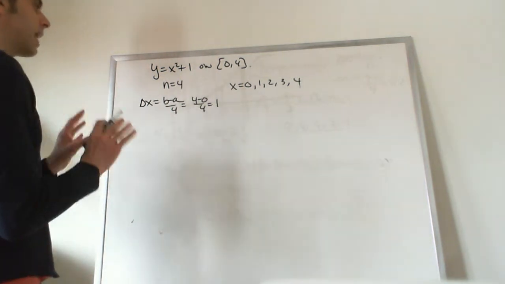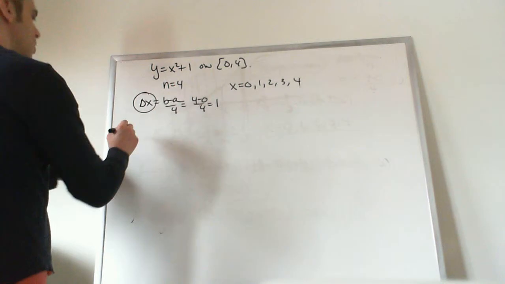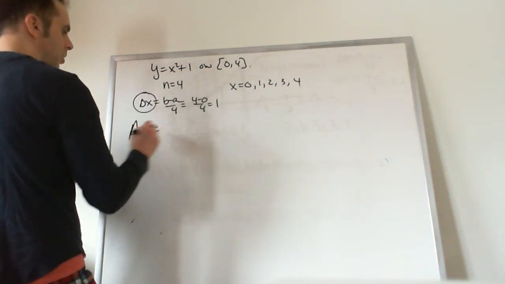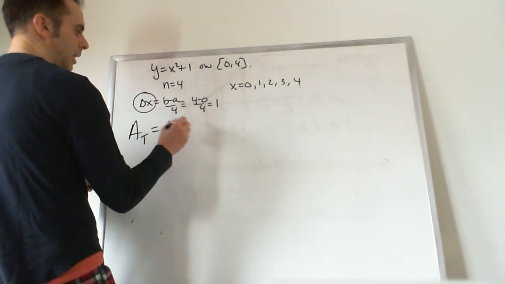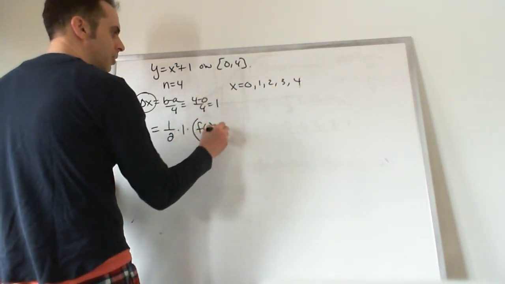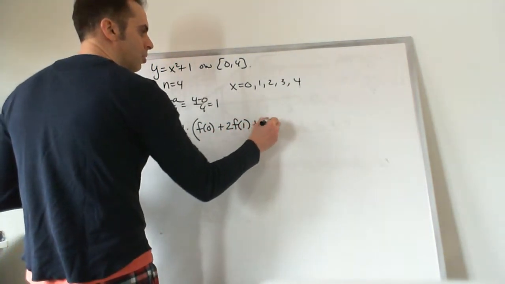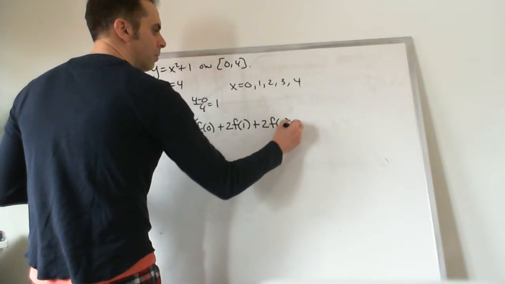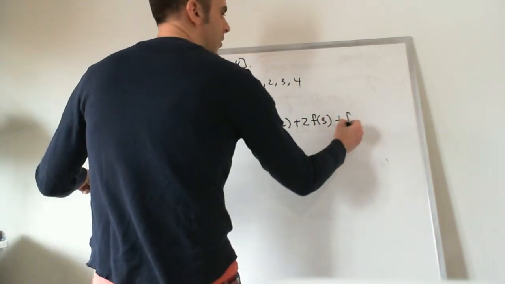Okay, so since, again, delta x is the same for each subinterval, we can use our shortcut. So the area by trapezoidal will be 1/2 times 1, because that's what delta x is, times 1 of my first x's plus 2 of my second x plus 2 of f of 2 plus 2 of f of 3 plus 1 of my last.